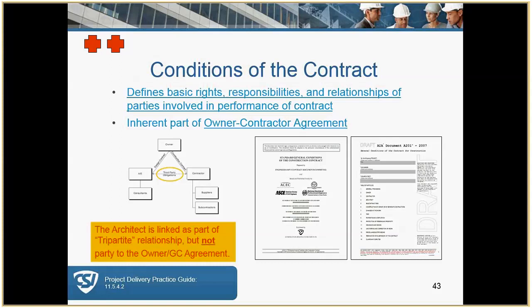Again, here's our famous tri-party agreement in a relationship. And keep in mind, the conditions of the contract form a bridge between the three parties and define the rights, responsibilities, and relationships of these parties. As a reminder, the owner and the contractor are parties to the construction contract. The owner and the architect have their own separate contract. And if you're going to be using the family of documents, there's a good link between them.